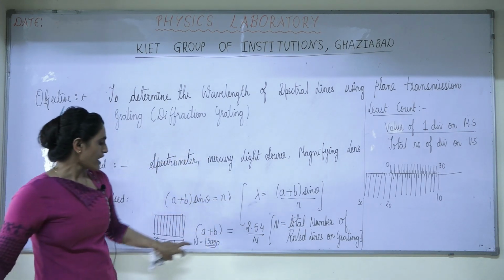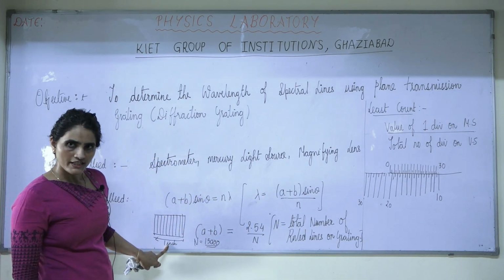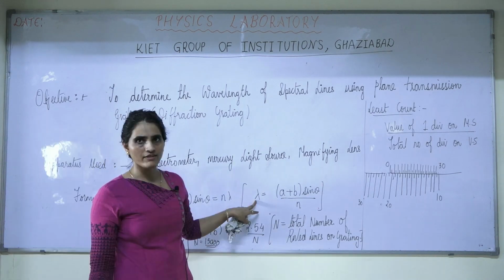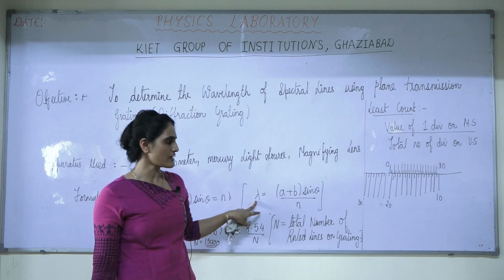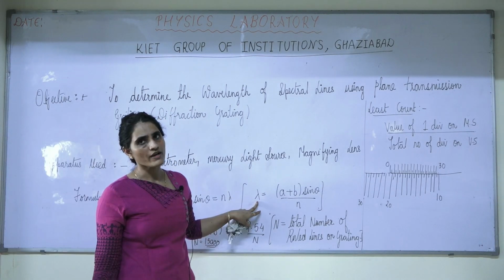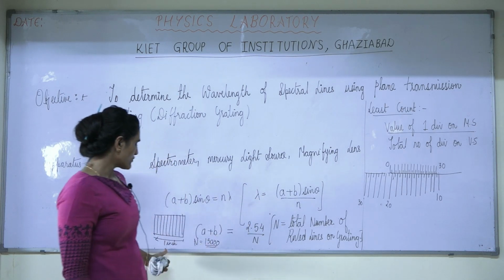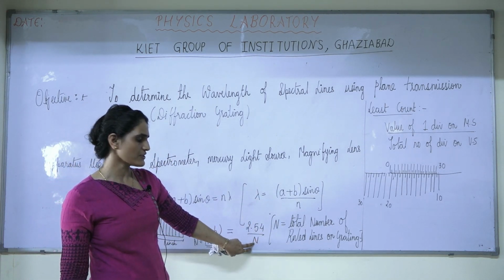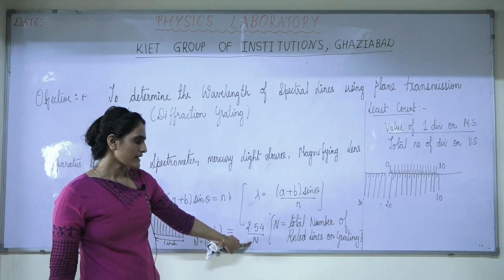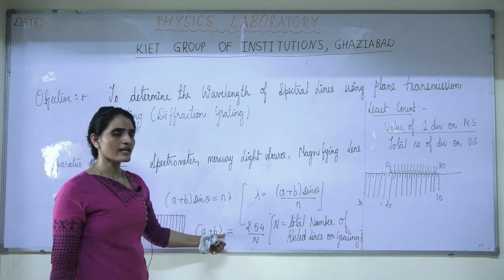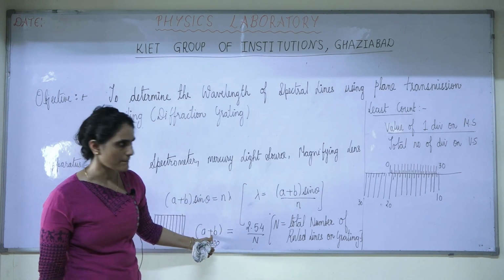Clear? Why are we converting the inch into centimeter? Because we need to calculate the wavelength, and wavelength we always represent in terms of centimeter or meter or nanometer or angstrom. That's why we convert the inch into centimeter. So 2.54 centimeter upon N. Capital N we know, so automatically we can calculate the value of A plus B.